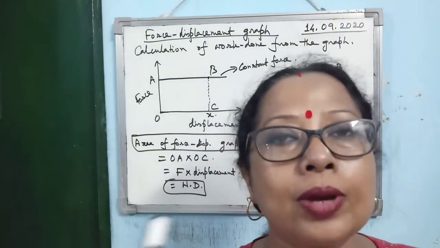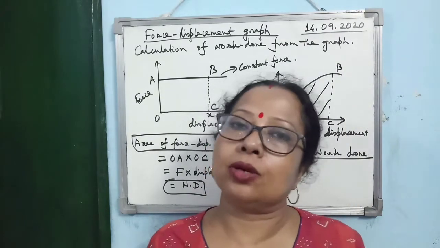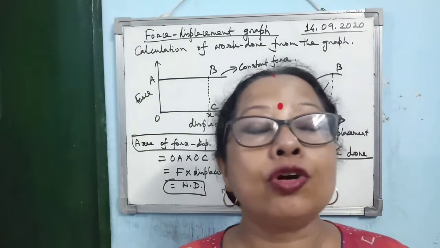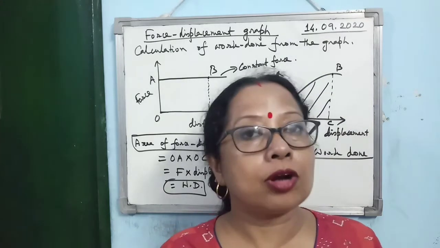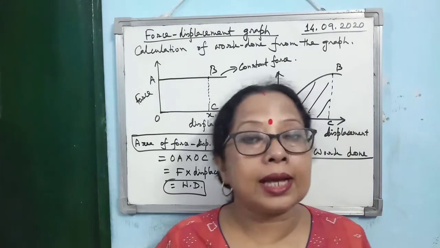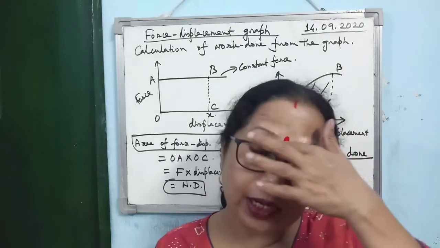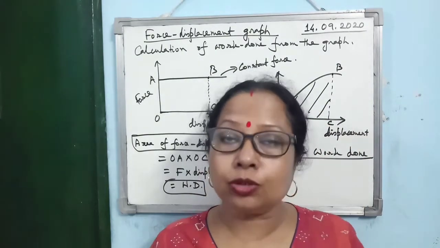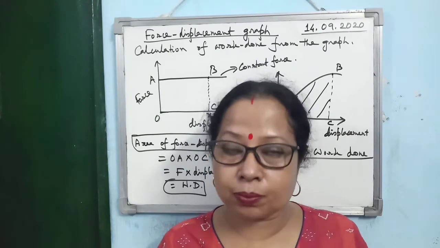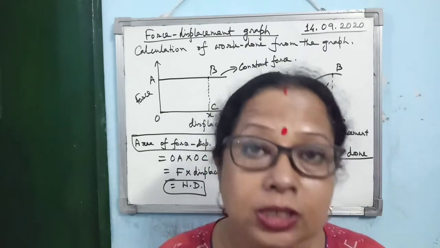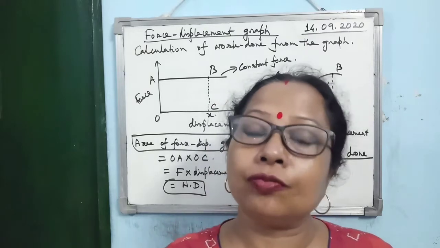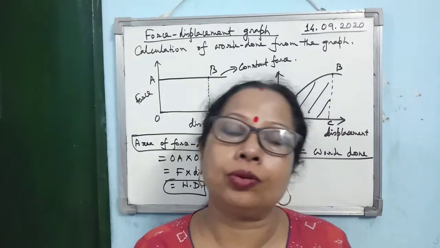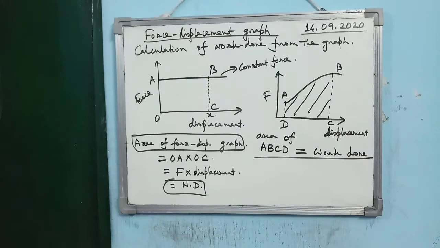So I repeat, how to calculate work done? Work done is equal to the area under the force displacement curve, or graph. How to draw the area under the force displacement graph? Already we have done it: you choose 2 points on the graph and from the 2 points you draw perpendiculars on the displacement axis. So you will get a closed area. Find out the area of that closed portion, that will give you the amount of work done.